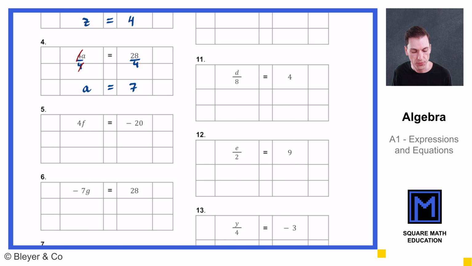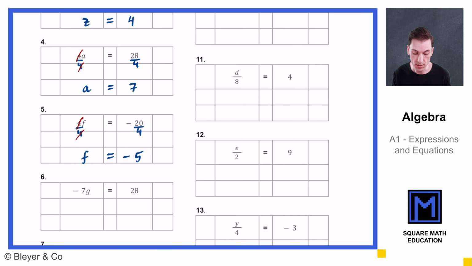Next equation, 4 times f equals negative 20. You guessed it, 4 times, the inverse operation is dividing by 4. Let's divide both sides of my equation by 4. Under the equals, 4 divided by 4 is 1, they cancel out, only f is left. And then the right hand side, a negative answer, negative divided by positive is negative, 20 divided by 4 is 5. My answer is negative 5.